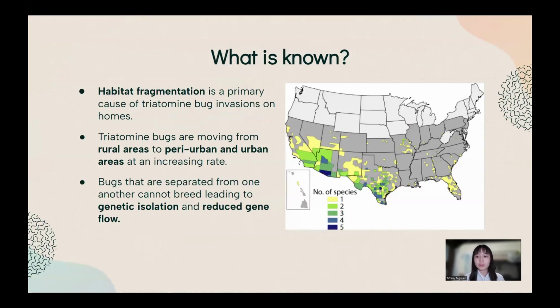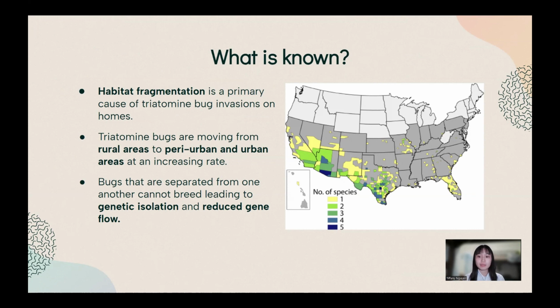So what is known about habitat fragmentation in triatomine bug populations? Habitat fragmentation is basically when a large expanse of an original habitat gets divided into separate smaller patches due to natural or man-made causes, natural through wildfires or possibly volcanic eruptions, but usually it's due to man-made infrastructures. We know that triatomine bugs prefer rural areas, but recently research has found that they are moving to peri-urban and urban areas at an increasing rate.